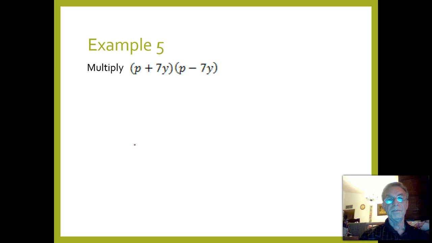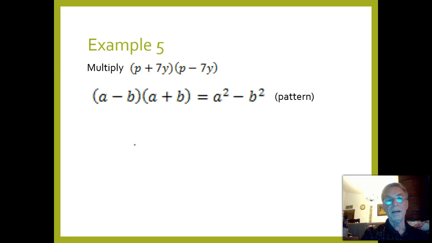So example 5: this time they want us to multiply these together. Notice they're exactly the same except the sign in the middle between these two is different. So that's going to give us the difference of two squares. So we square the first term, which is p, and we square the last term and put a negative sign between them because positive times a negative is a negative. Okay, so a minus b in parentheses times a plus b in parentheses equals a squared minus b squared. That's our pattern.